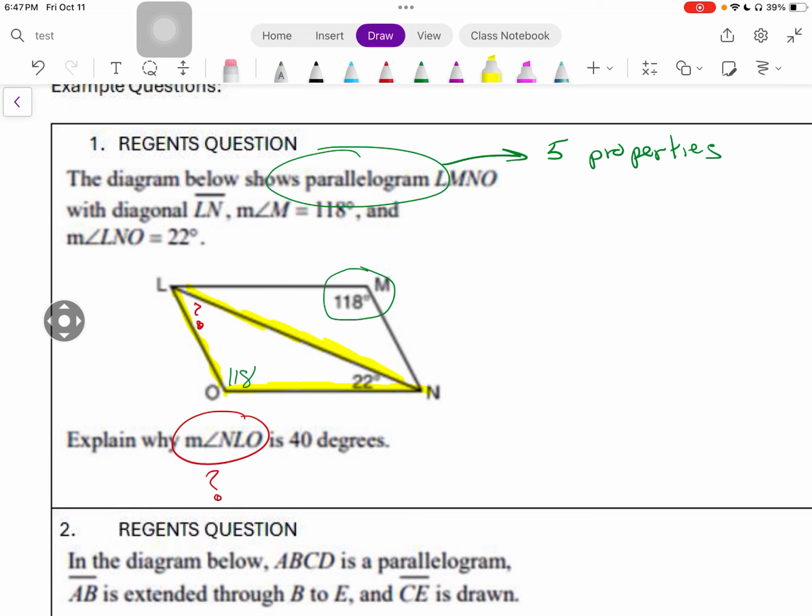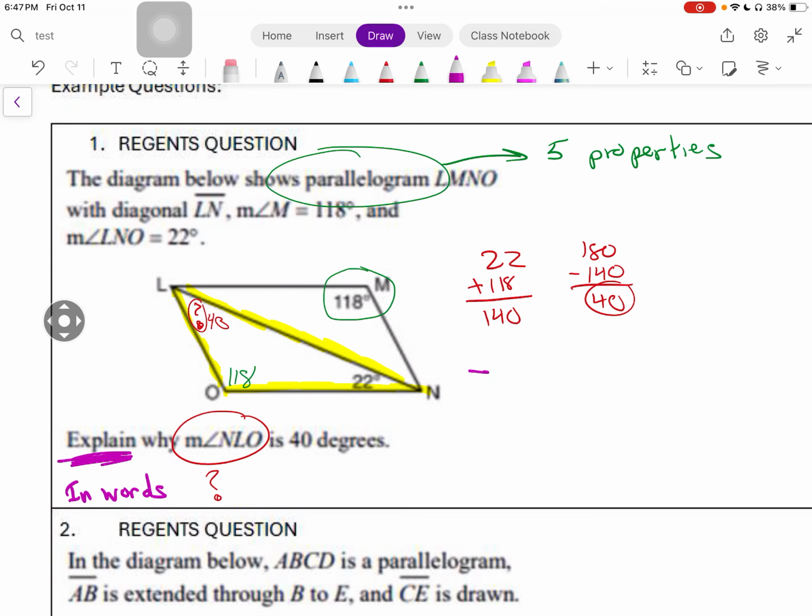And what I should be able to do now, we should remember here from triangles, is 22 plus 118, 140, and then 180 minus 140 is 40. That's going to give me this question mark here at 40 degrees. Now, because the question says explain, this means in words. I have to talk about why or how I found NLO.